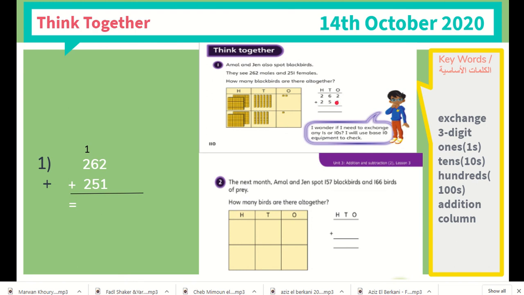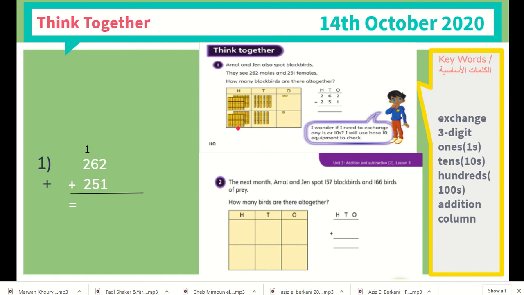The method that you find easier for you, go for it. So 262 add 251. So first I start adding the ones. 2 add 1 is 3. I write 3. Now 6 tens plus 5 tens, how much? 11. So what do we do when we have a total of 10 or more? We do exchange. So we exchange 10 tens for 100. And we move that extra 100 here to the hundreds column. Then the leftover, how much is the leftover? How many leftover do we have now? 1. I write 1 here.